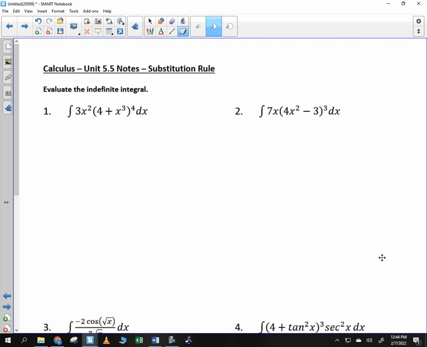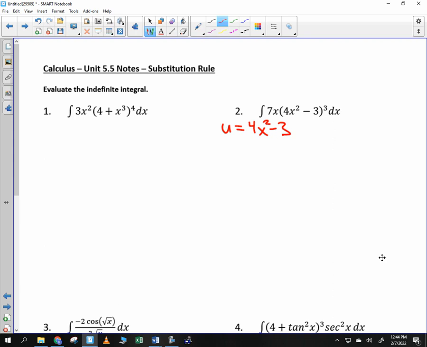And instead of using x, we're going to use a different variable. We're going to use u. And we choose u to be something that is kind of like the inside. Most of the time, it's whatever you would use for the inside if you're going to take the derivative and use a chain rule. Any thoughts on what u is going to be here? 4x squared minus 3. Excellent.